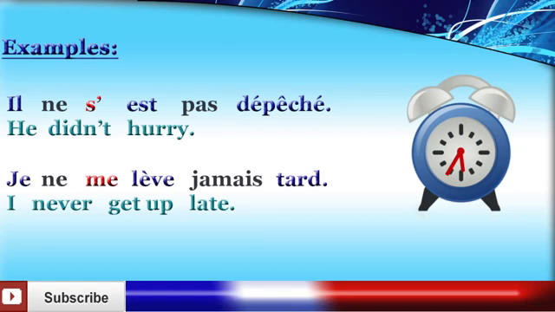Je ne me lève jamais tard, I never get up late. Again, ne is placed immediately before the reflexive pronoun, me, and jamais, meaning never, is placed immediately after the conjugated verb.